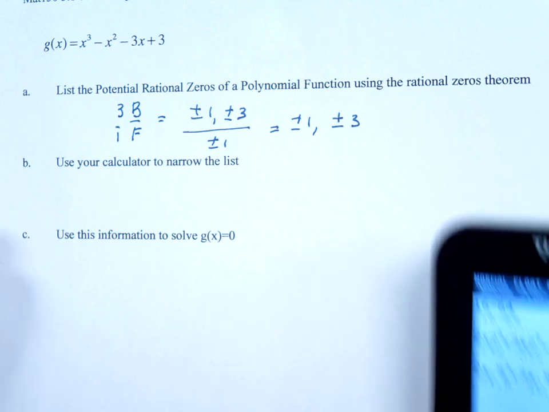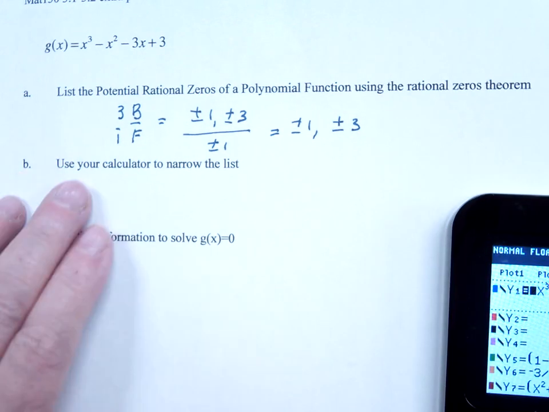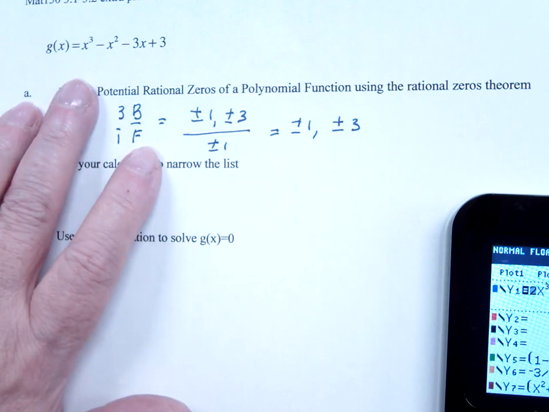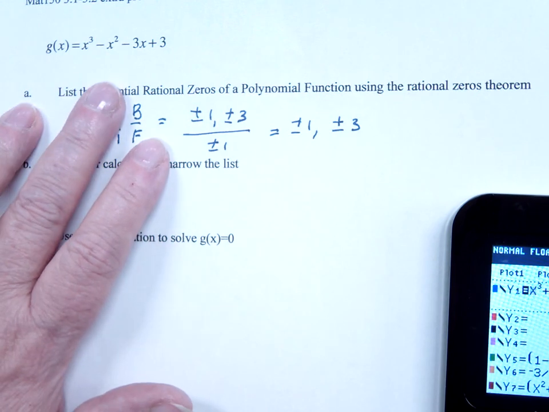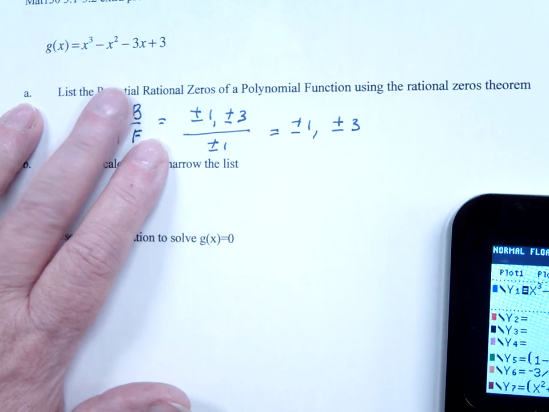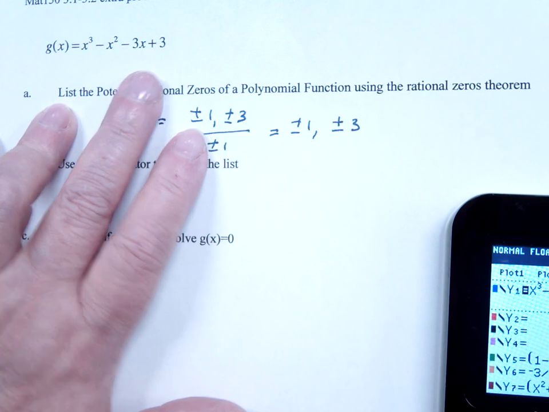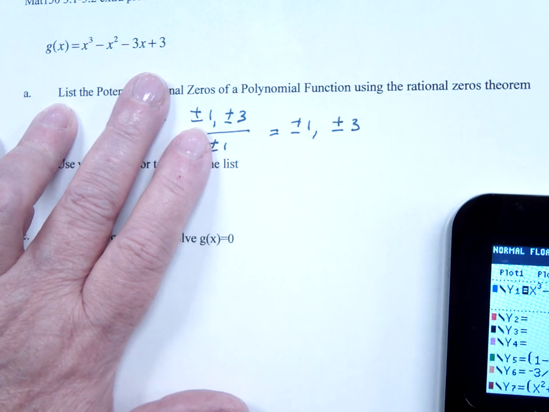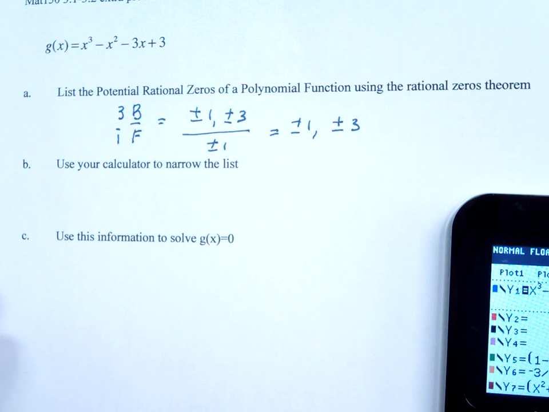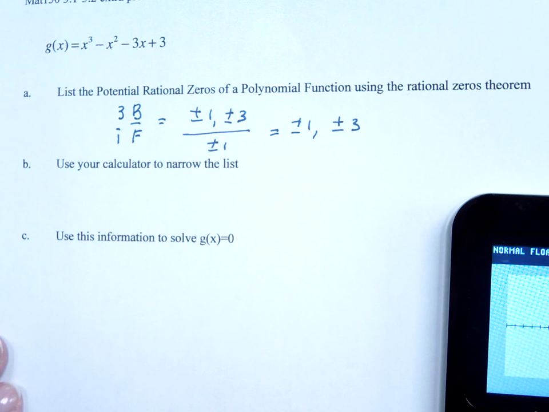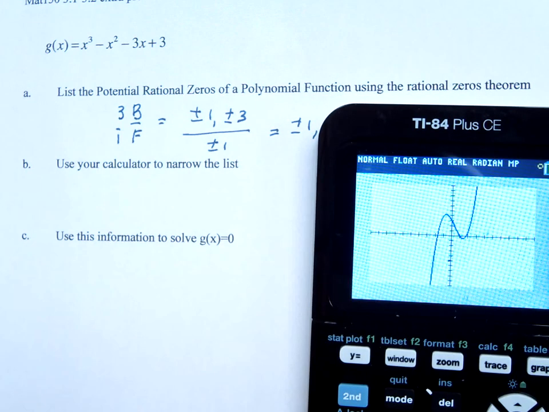So this is going to be the first one where we're only going to get 1 zero. So this is going to be x cubed minus x squared minus 3x plus 3. And I'm still in Zoom Standard, so I'm just going to go ahead and graph. It's got 3 zeros.